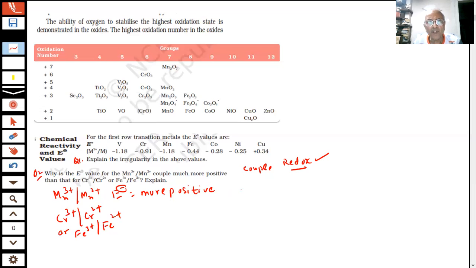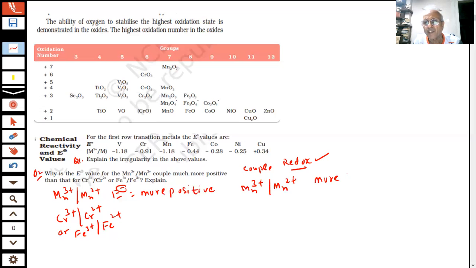I have given you the values. They need not be given in the paper; the question only says "more positive". That's all. The values are not given to us in the exam. So, again, the first thing we search for is the electronic configuration. In other words, what we are trying to say is that Mn3+ to Mn2+ is more positive.